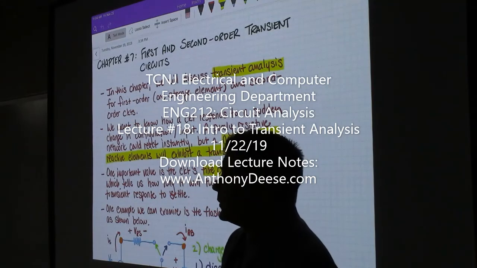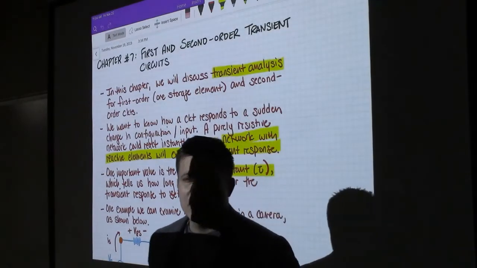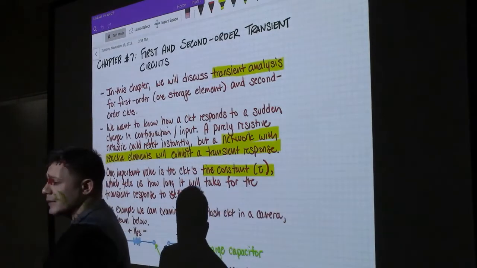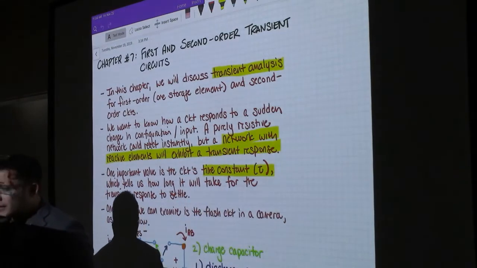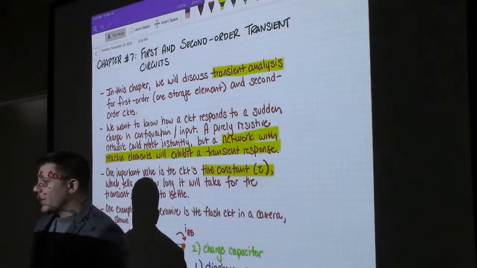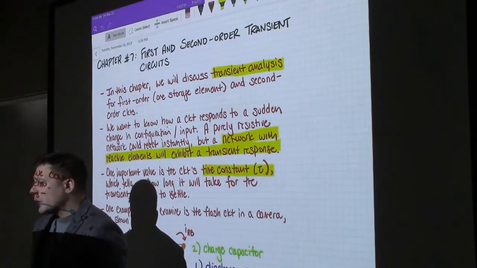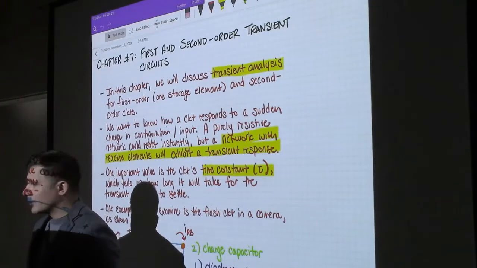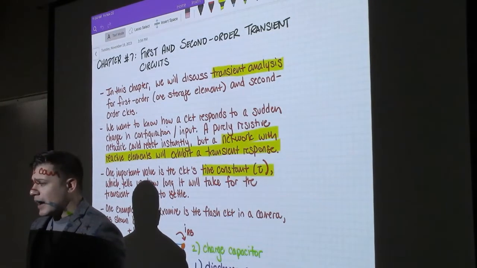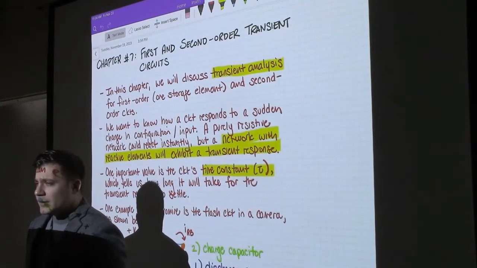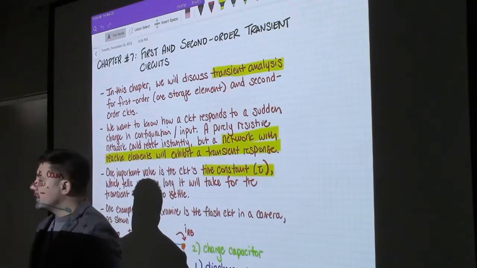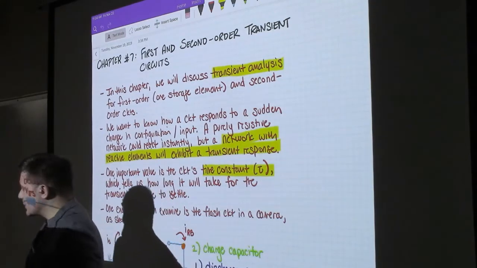So what I'd like to do today then is go ahead and jump into Chapter 7. Chapter 7 deals with transient analysis of circuits with inductive and capacitive components. And this is really the one aspect of circuit analysis that we haven't touched upon yet, because we have talked about steady state DC, we've talked about steady state AC, but it's always been steady state. So let's jump into this material here.